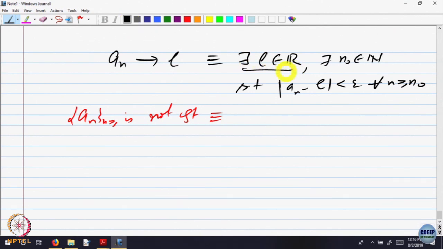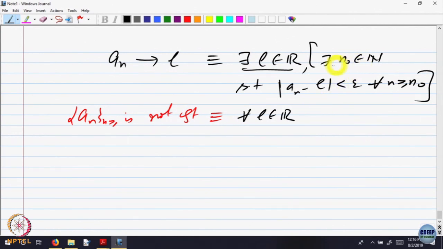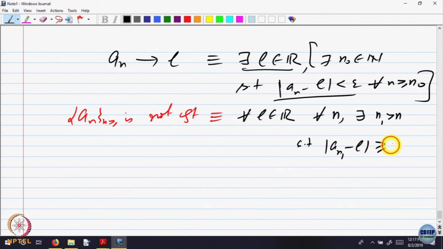So, this is a combination of many statements. First one is there is some L such that something happens. So, it should go bad. That means, if it is not going to be true for one particular L, that means for every L it should be bad. Right? So, for every L belonging to R, what should happen? Here it says there exists a stage. I should not be able to find a stage. That means, for every N, whatever I think N is the stage, there exists some stage after that, so let us call it n1 bigger than n, such that this goes bad. That means, mod of a n1 minus L is bigger than or equal to epsilon.